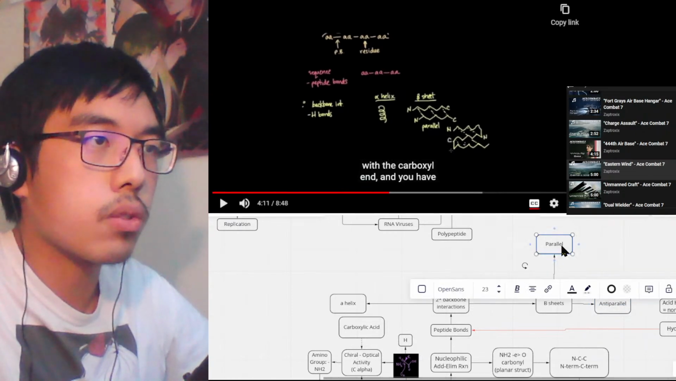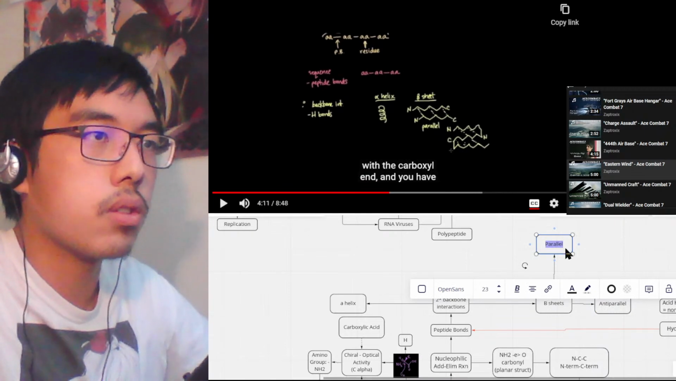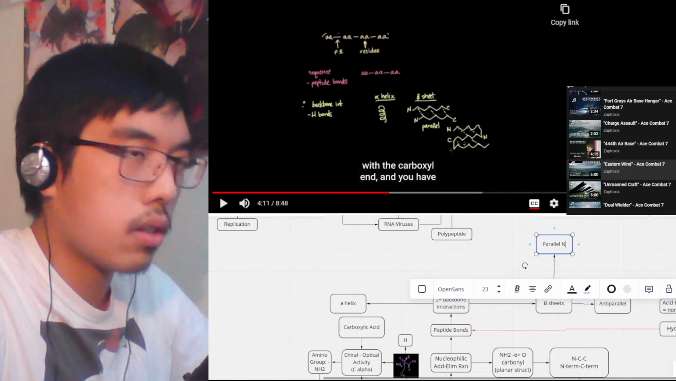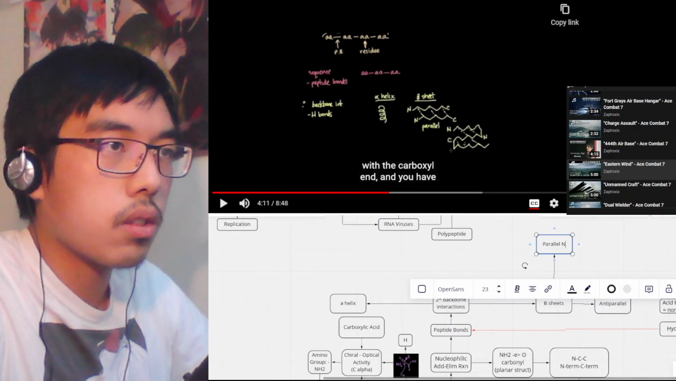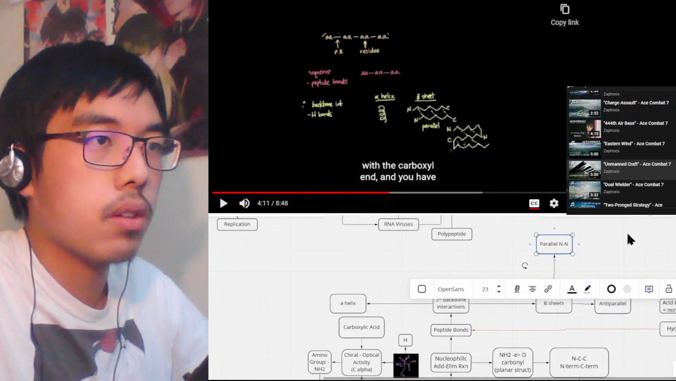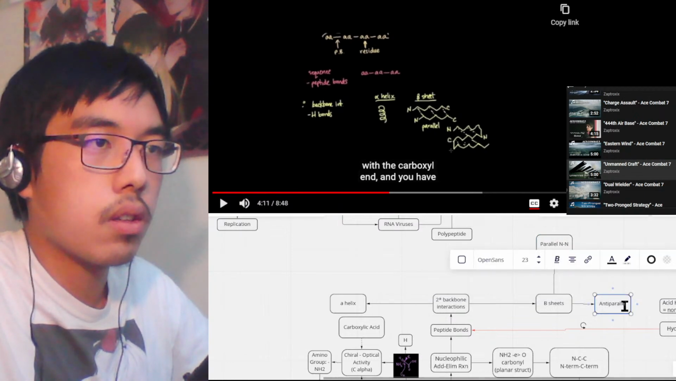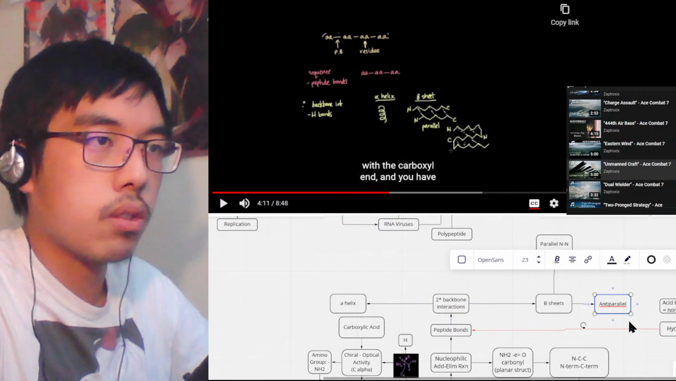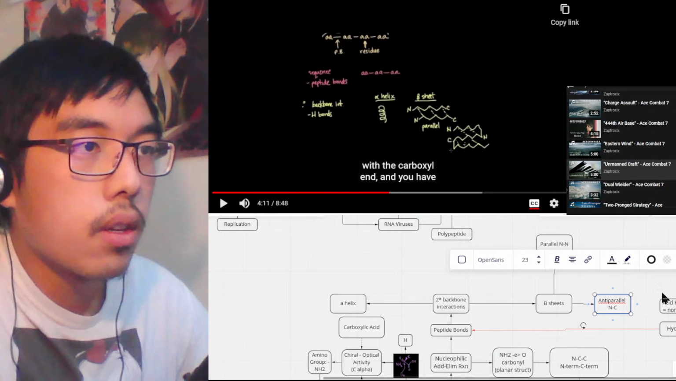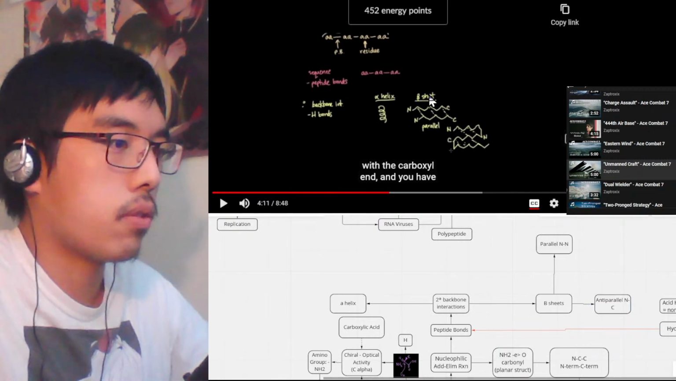So in that case, what we can say is parallel is N to N. So amino end to amino end, and antiparallel is amino to carboxyl end. All right, perfect.